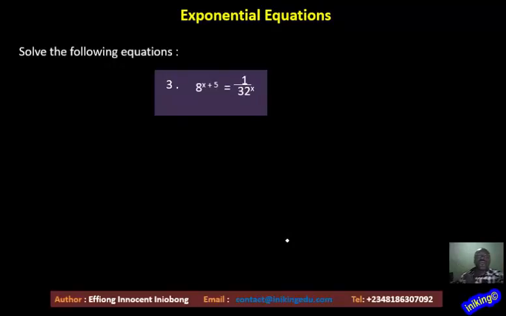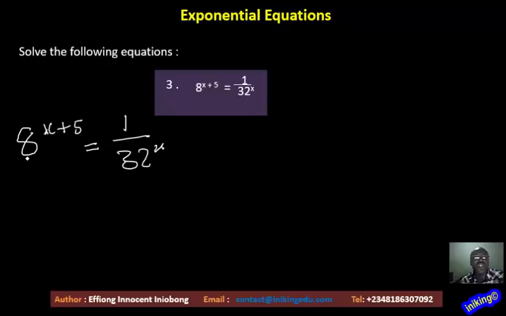Here we have to solve the following equation. Solve this equation: 8 raised to power x plus 5 equals 1 all over 32 raised to power x. Let's take this step by step. I have here 8 raised to power x plus 5 equal to 1 divided by 32 raised to power x.